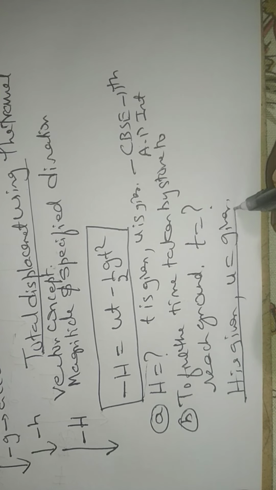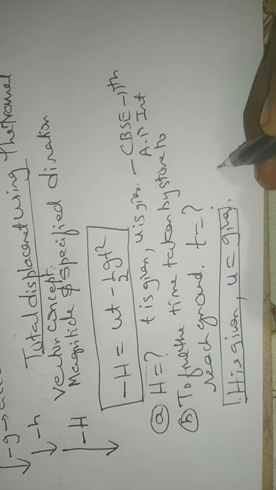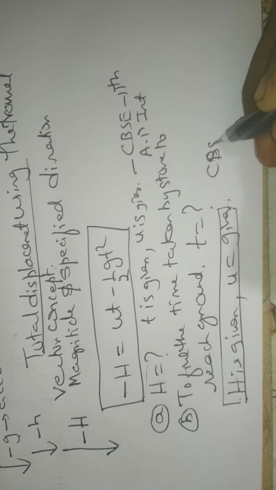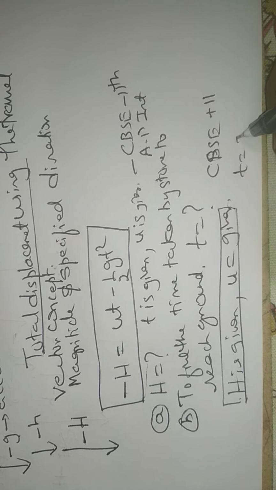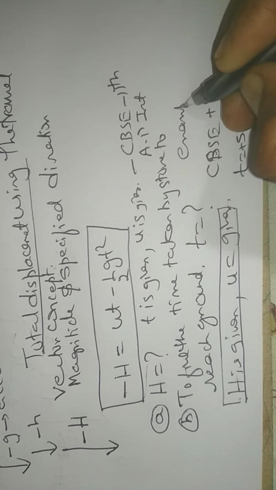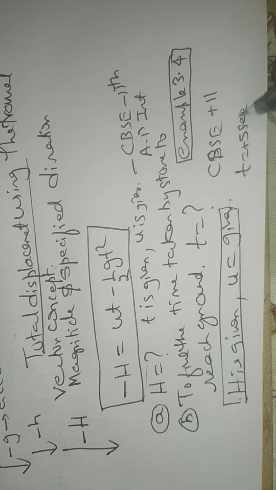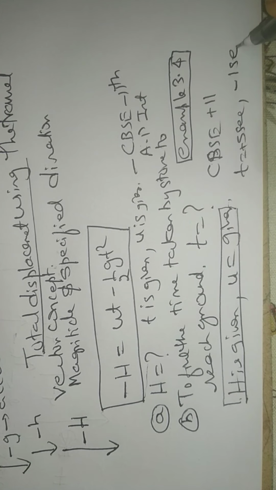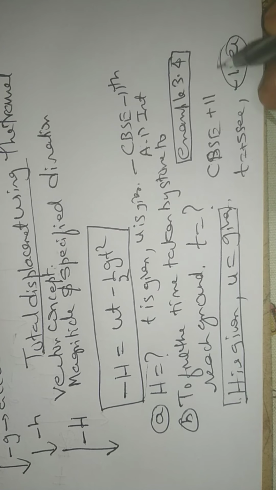We're going to solve a numerical based on this. In the CBSE 11th class textbook, there is a very famous problem for which the time comes out to be plus 5 seconds. That is example 3.4. We're going to solve that, changing the numbers because that was a trivial problem. T is plus 5 and minus 1 second also you'll get. What is this minus 1 second? It's not possible at all, time cannot be negative. But there is a physical significance for this minus 1 second. I'll explain that in the next problem.